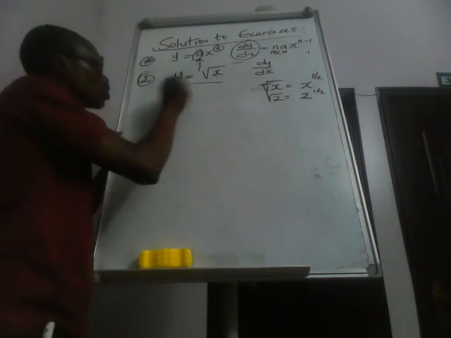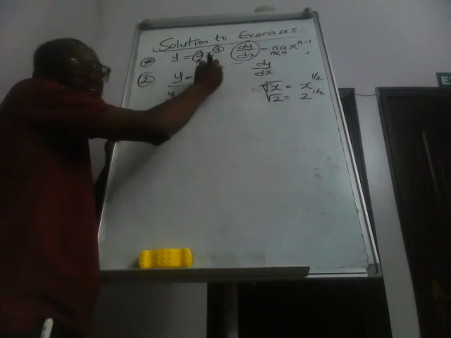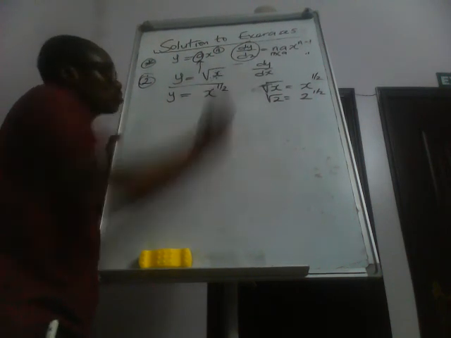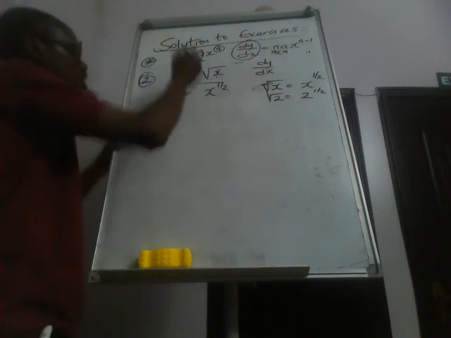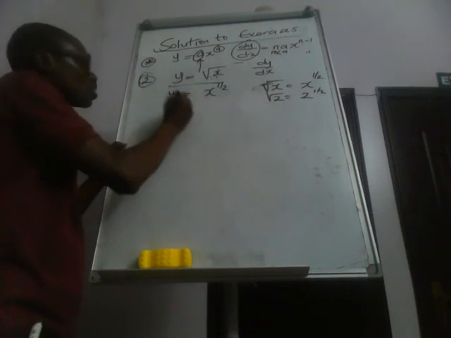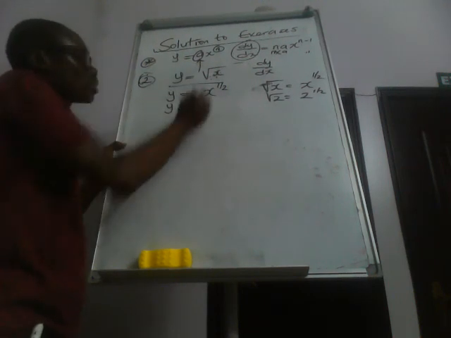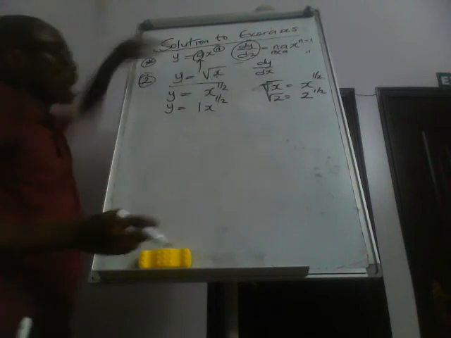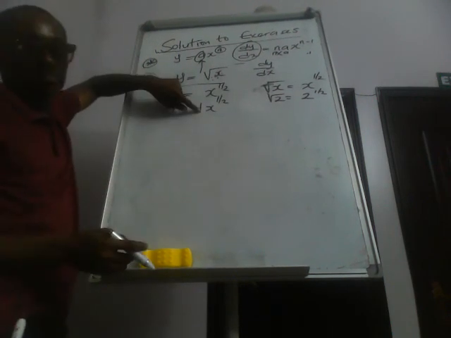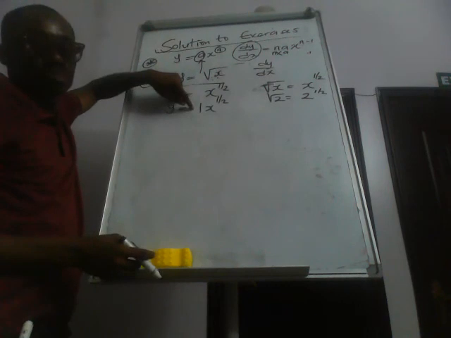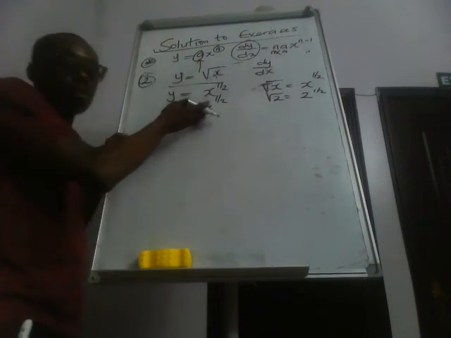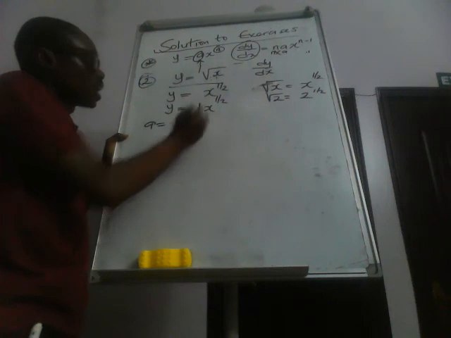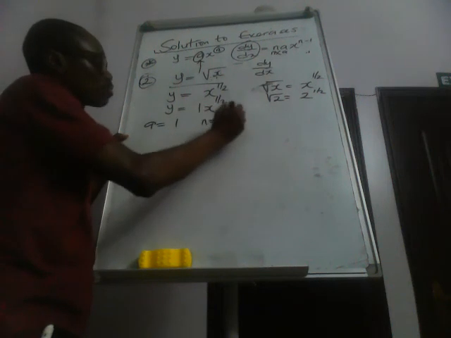So this is going to become y equals, where we have root x, we'll replace it with x raised to power half. So right now this can be written as 1x raised to power half, where our a is 1. There's an invisible 1. Since there was no number there, we can actually put 1. So your a is 1 and your n is half.